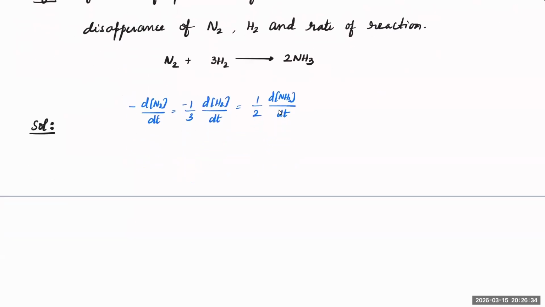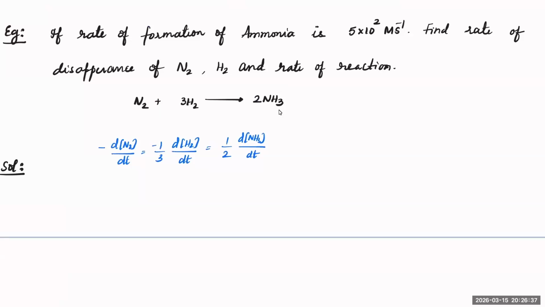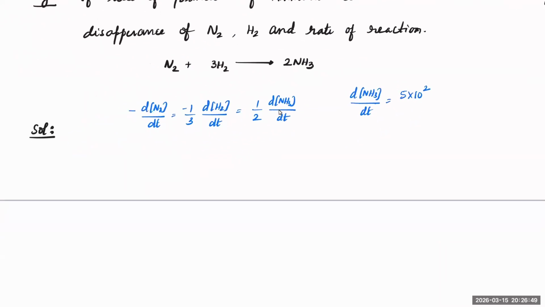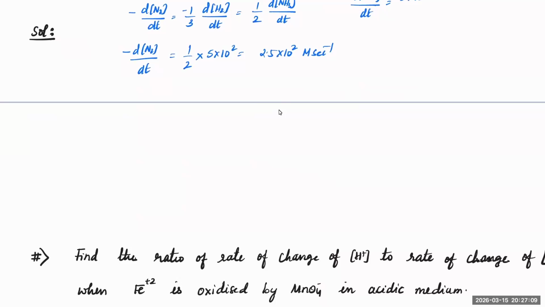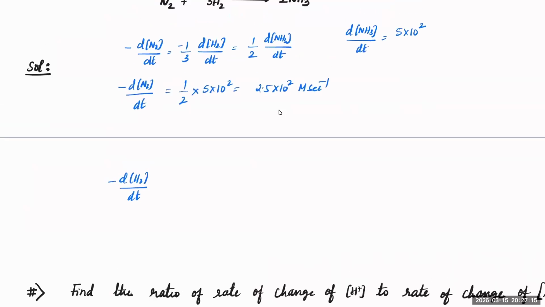Okay. So the rate of formation of ammonia is given, which means what is given is d[NH3]/dt, which is 5 into 10 raised to power of 2. Now I need to figure out the disappearance of N2, which is minus d[N2]/dt, equal to half of d[NH3]/dt, which is 2.5 into 10 raised to power of 2 molarity per second, if you're writing this as the disappearance of N2.